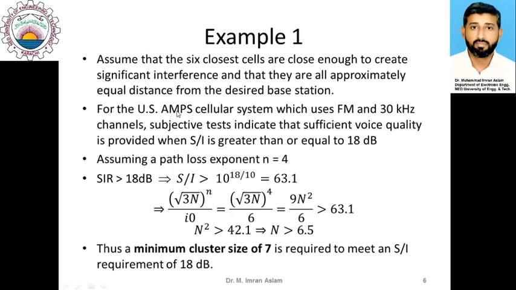The old US AMPS system required signal to interference ratio to be at least 18 dB. So we want to know what cluster size is required to have this signal to interference ratio of 18 dB. So let us assume that the path loss exponent n is equal to 4.